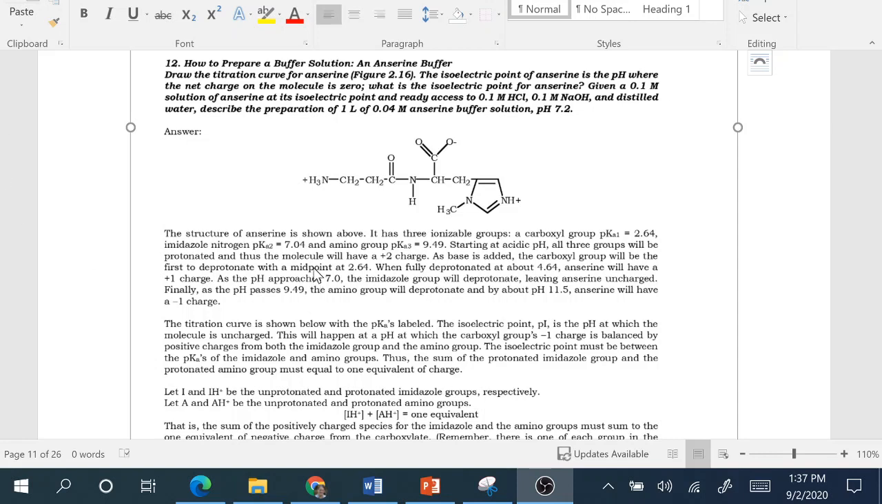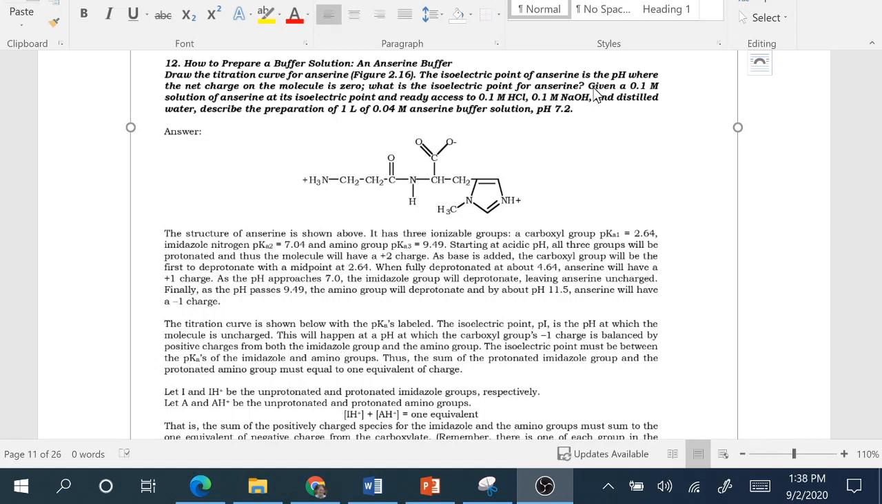For this next video, we want to answer question 12 in chapter 2 from the study guide, how to prepare a buffer solution. This is an anserine buffer. First, we want to draw the titration curve for anserine, which is shown in figure 2.16, so it's this molecule here. And then we know that the isoelectric point of anserine is the pH where the net charge on the molecule is 0. So we need to discover the isoelectric point for anserine.